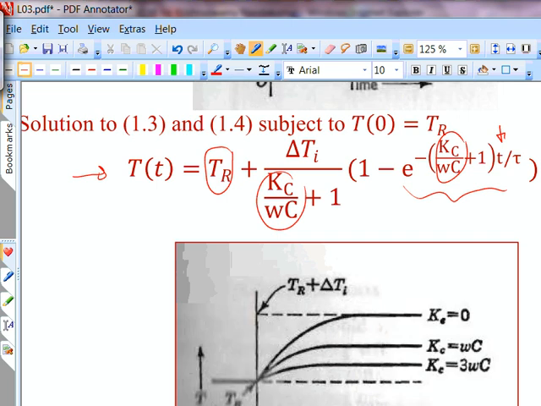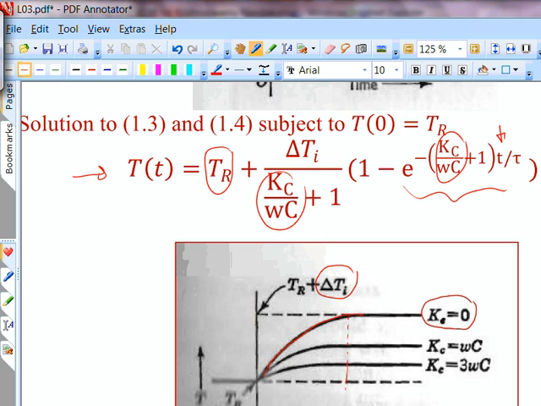So if you plot this particular equation in Excel or whatever, you're going to get curves like this for different values of Kc. If I set Kc equal to 0, that means there is no control action. Then if I increase the inlet temperature by delta Ti, what is going to happen to the outlet temperature? It's going to be Tr plus delta Ti. So the temperature will rise towards that particular value. And you can answer the question of how long does it take by simply reading on the x-axis.